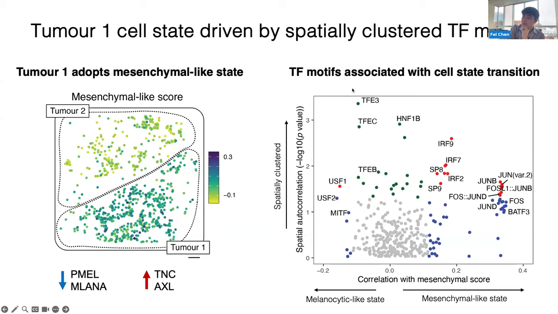But on the y-axis here, you actually see the spatial clustering of these TF motifs. For example, a lot of these IRFs and FOS-JUNs are spatially clustered locally, suggesting that there's some local signaling perhaps, or local environmental pressures that are causing this sort of transition. Okay, so that's just a highlight of the data.